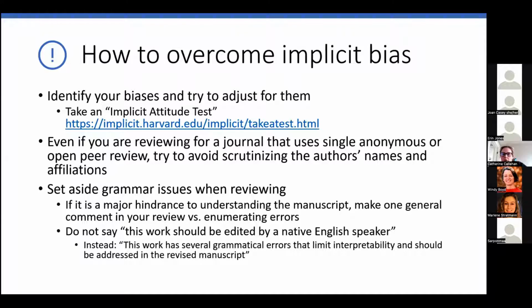You should also try your best to set aside grammar issues when reviewing a manuscript. If it's a major hindrance to understanding the manuscript, you can reach out to the associate editor or just make one general comment. It's also in order to avoid committing microaggressions towards non-native English speakers. Instead of saying this work should be edited by a native English speaker, you should just say a more general statement about grammatical errors.